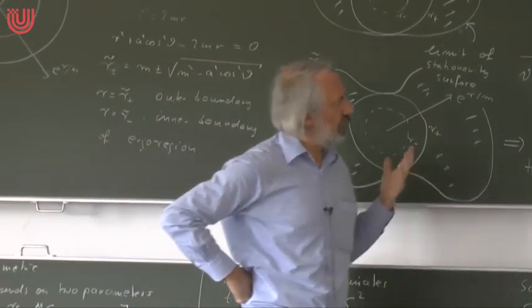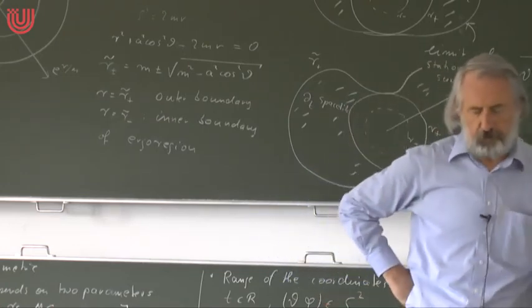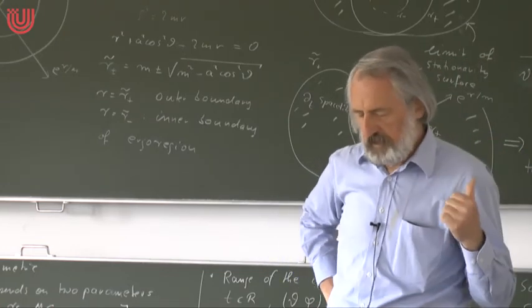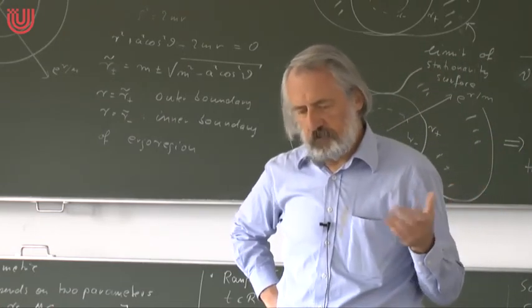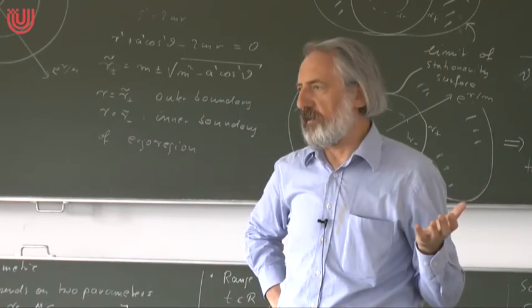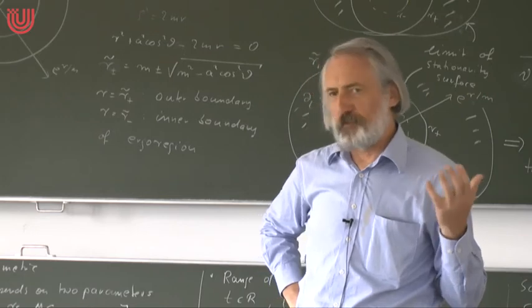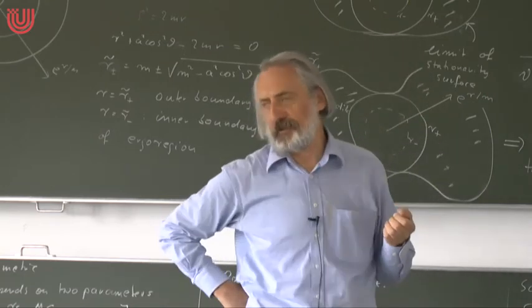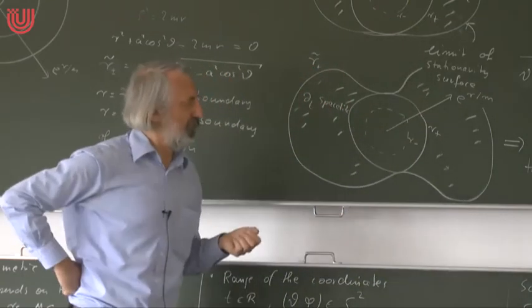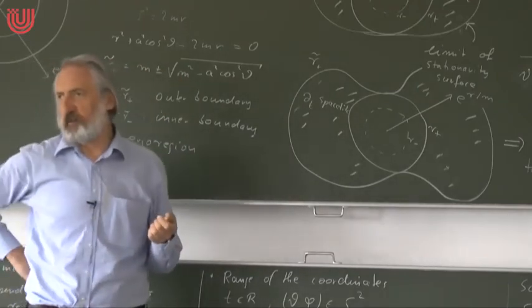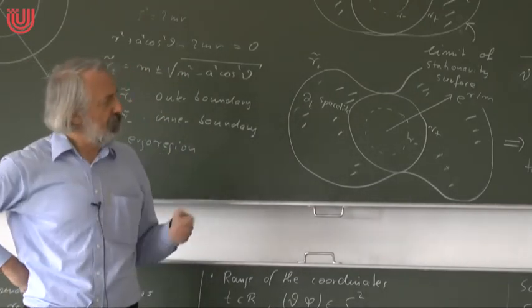But if you insert values for A and M, values like for the black hole at the center of our galaxy, you wouldn't get times like the age of the universe. You would get fairly short times actually, like days or something like that, or hours. So I think in this case this is no answer.